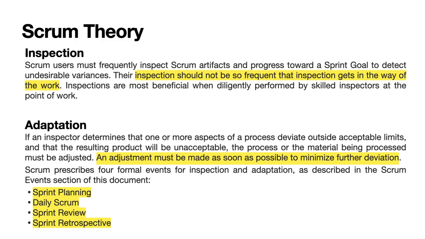Adaptation. If an inspector determines that one or more aspects of a process deviate outside acceptable limits, and that the resulting product will be unacceptable, the process or the material being processed must be adjusted. An adjustment must be made as soon as possible to minimize further deviation. Scrum prescribes four formal events for inspection and adaptation, as described in the Scrum Events section of this document.